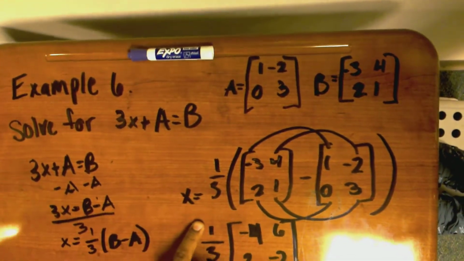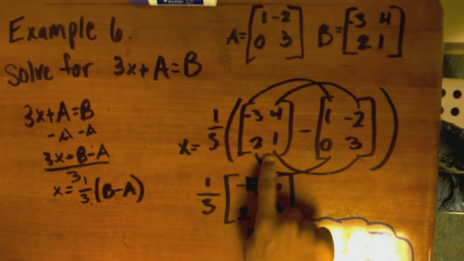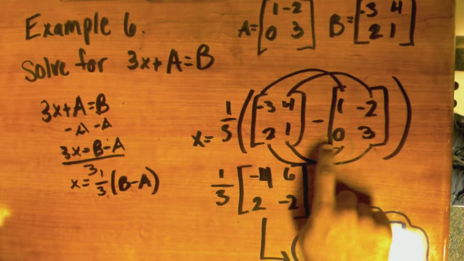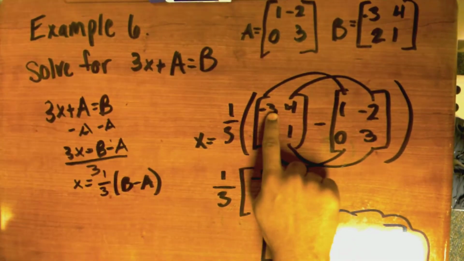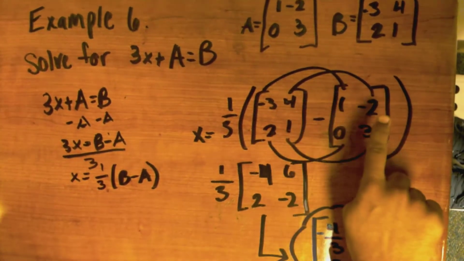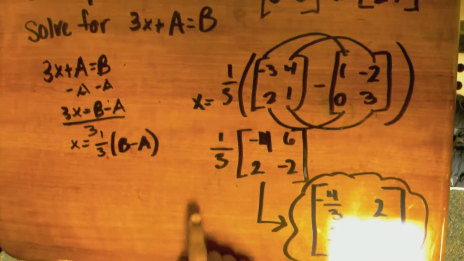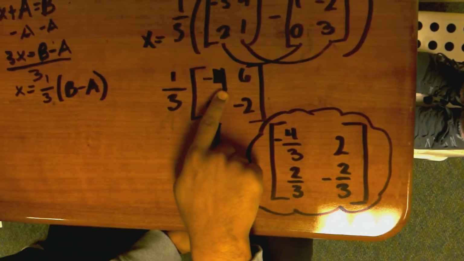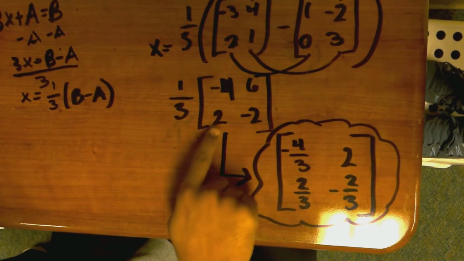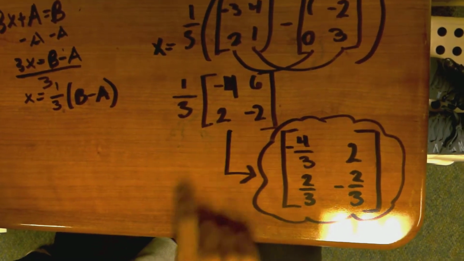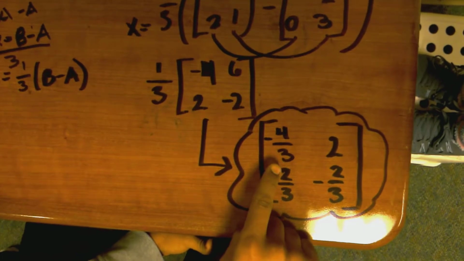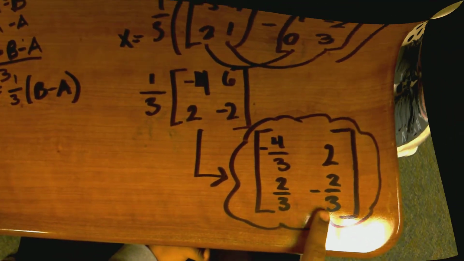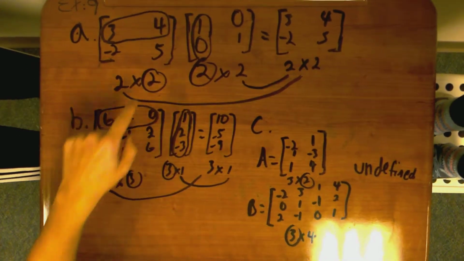we start by subtracting the two matrices. So the 2 subtracted from the 0, the 1 subtracted by the 3, the -3 subtracted by the 1, and the 4 minus the -2, which gives us 1/3 of -4, 1/3 of -6, 1/3 of 2, and 1/3 of -2, which gives us a final answer of -4/3, -2, 2/3, and -2/3.